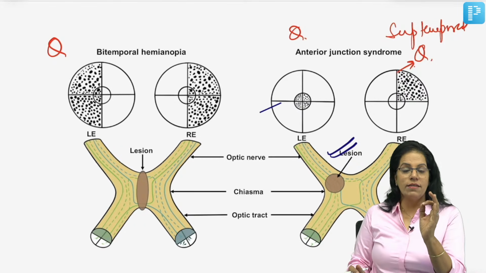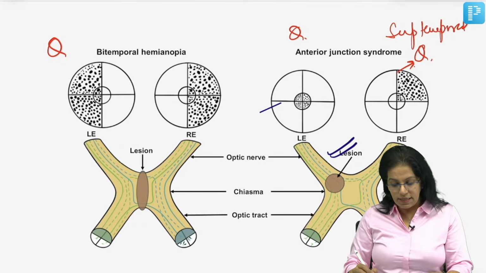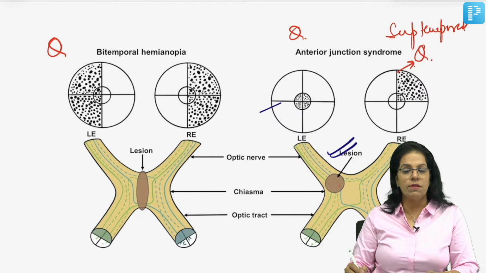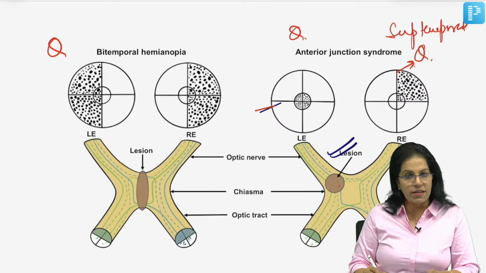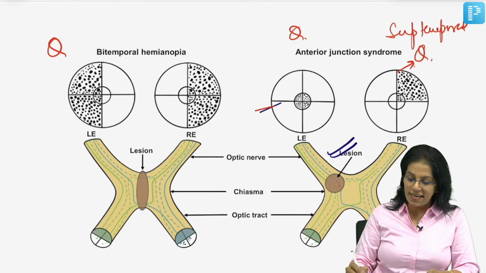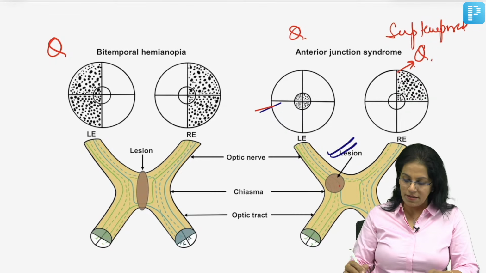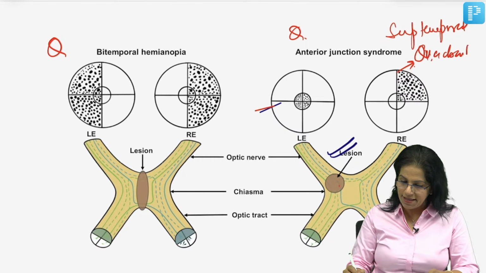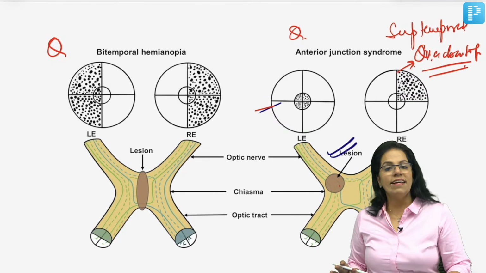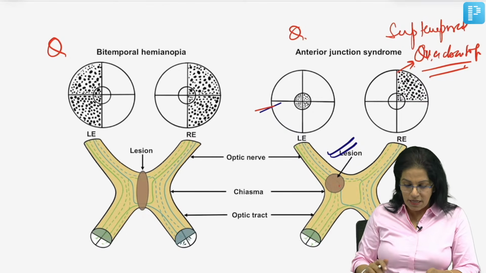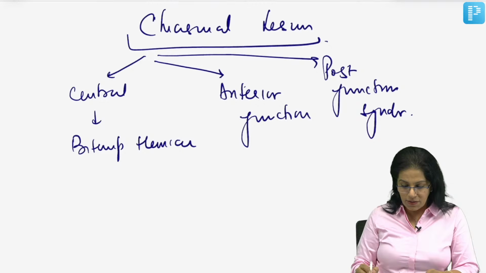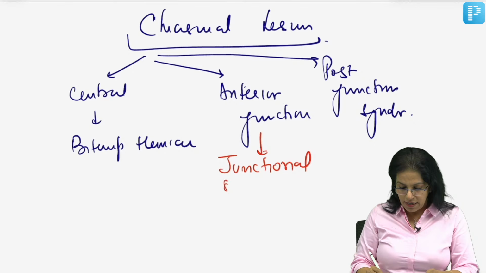So, now what did you learn with me? Anterior junction syndrome is what? When the lesion is at the junction, what is happening? The anterior Wilbrand's knee is affected, and therefore, apart from central scotoma in the eye where the nerve is gone, you are getting opposite side superotemporal quadrantanopia. Superotemporal quadrantanopia. Okay? I hope this is absolutely clear. Right? What is the other name of this condition? We can also call it junctional scotoma of Traquair. Okay, Traquair is the name of the person. So, junctional scotoma of Traquair.